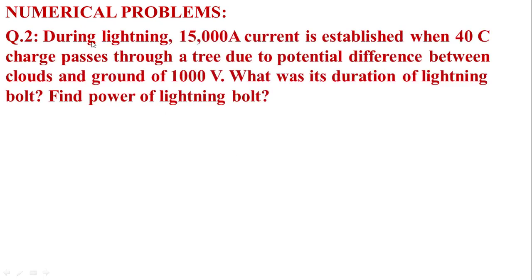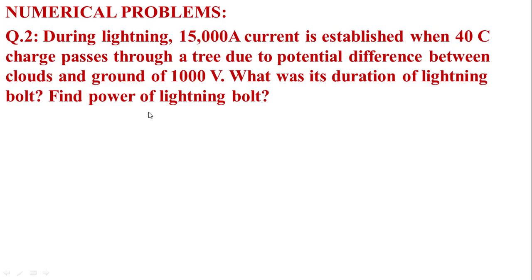Now we will solve numerical problem 2. In question number 2, the given statement is: during lightning, 15,000 ampere current is established. When 40 coulomb of charge passes through a tree due to a potential difference between the cloud and the ground of 1000 volt, what is the duration of the lightning bolt, and find the power of the lightning bolt.